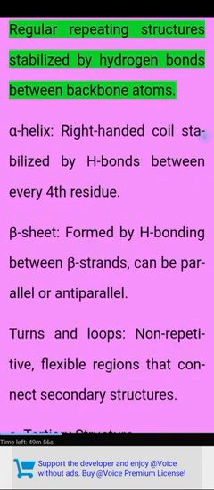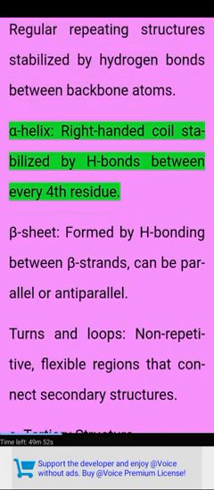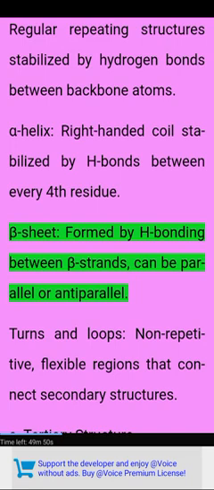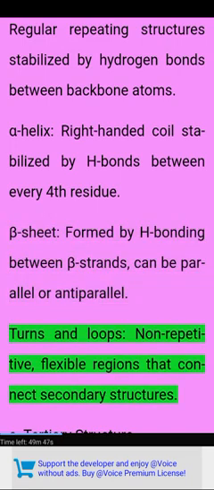Regular repeating structure stabilized by hydrogen bonds between backbone atoms. Alpha helix, right-handed coil stabilized by H bonds between every fourth residue. Beta sheet, formed by H bonding between beta strands, can be parallel or antiparallel. Turns and loops, non-repetitive, flexible regions that connect secondary structures.